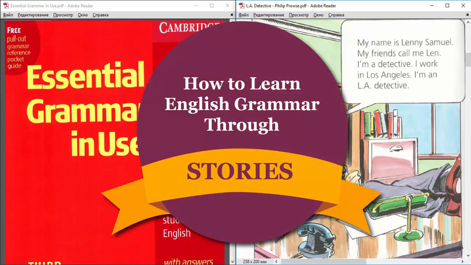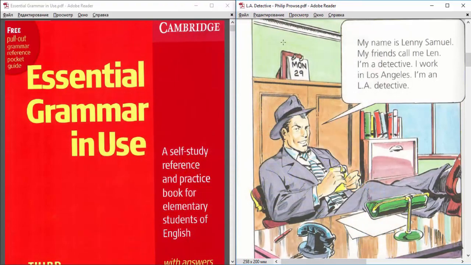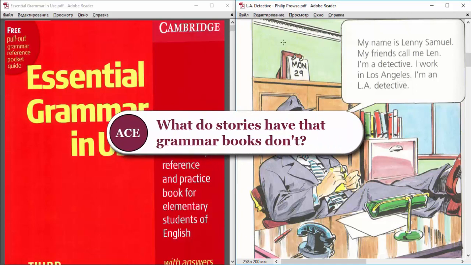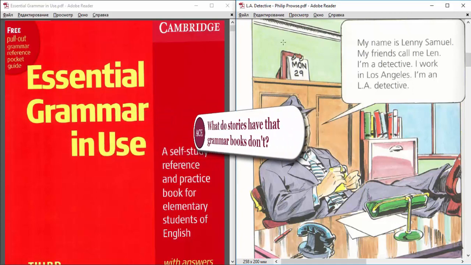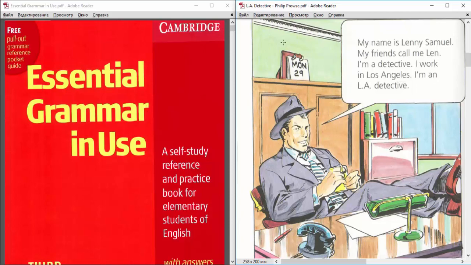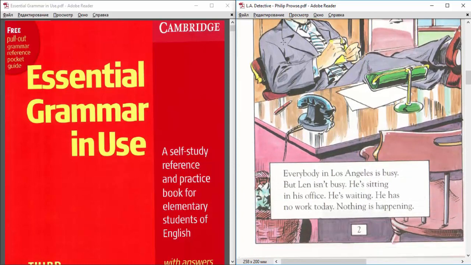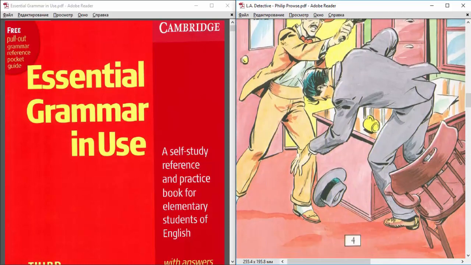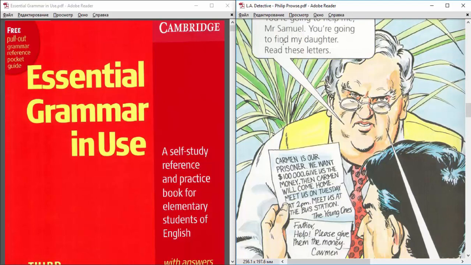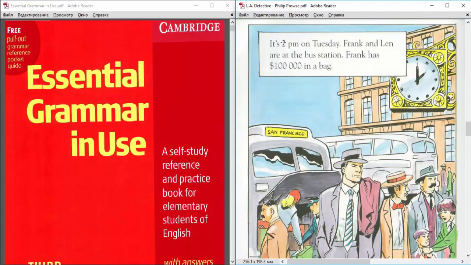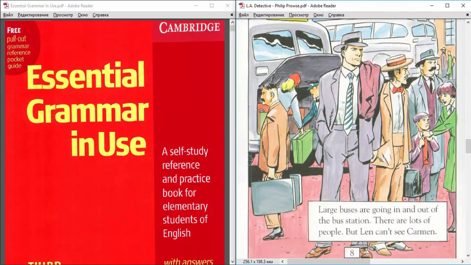How to learn English grammar through stories. What do stories have that grammar books don't? Hey guys, in this video I'm going to show you how stories can help you learn a lot more grammar than grammar books. After watching this video, you're going to look at stories in a completely different way.